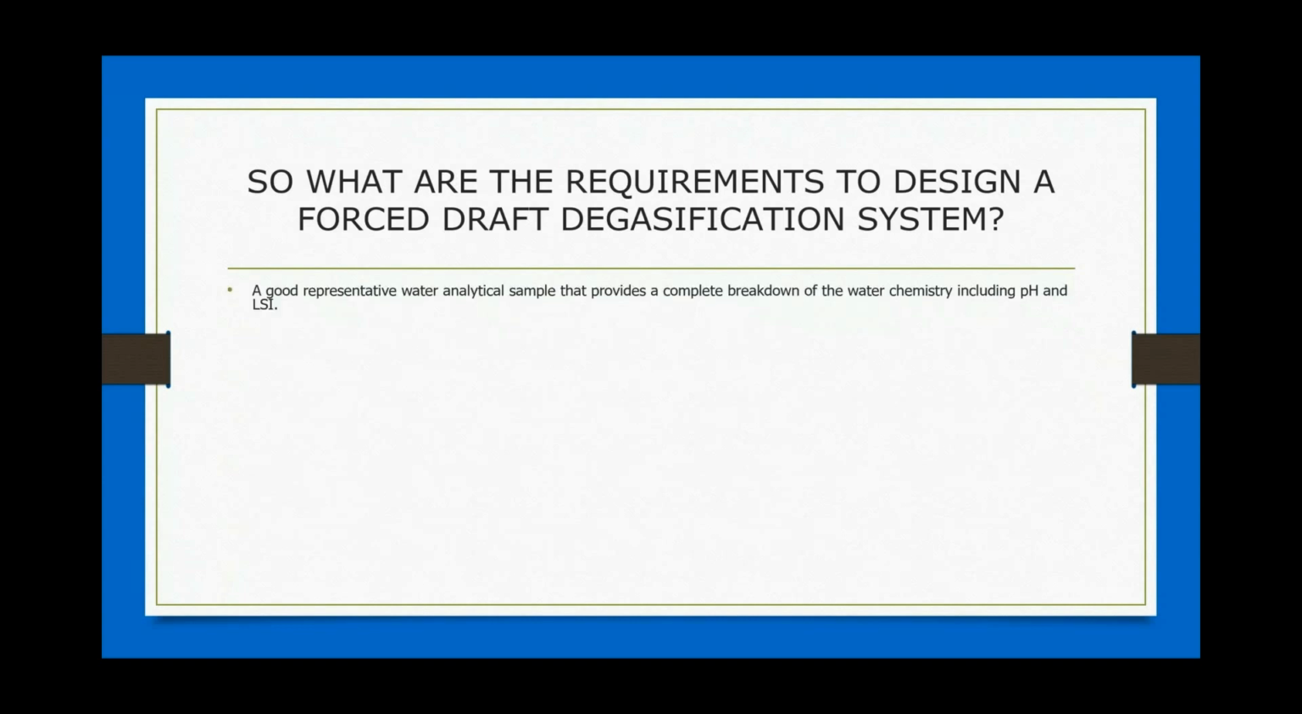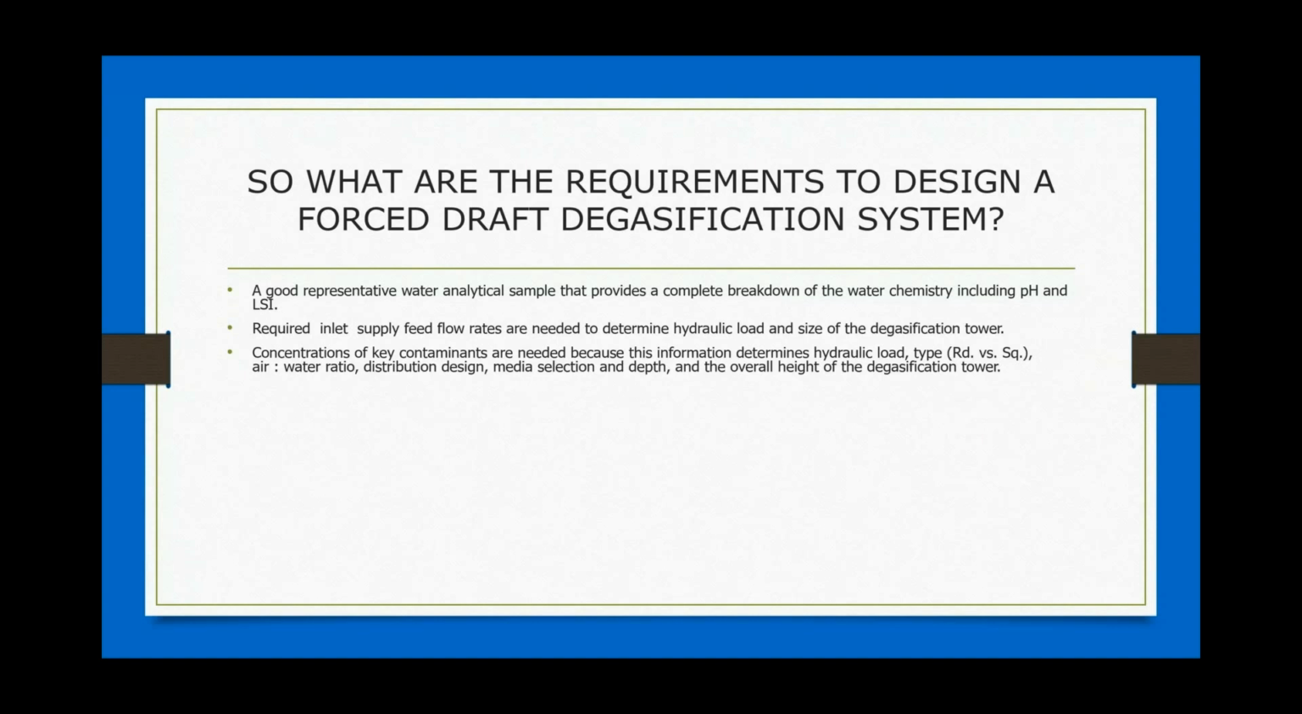Like always on any good design, starting off with a good representative water analytical sample that provides a complete breakdown of the water chemistry, including pH, flow rates are needed to determine the hydraulic load and size of a degasification tower. So you need to know how much water you're going to treat before you can even start the basis of sizing the tower. Concentrations of key contaminants are needed because this information determines the hydraulic load. It determines the type of tower.